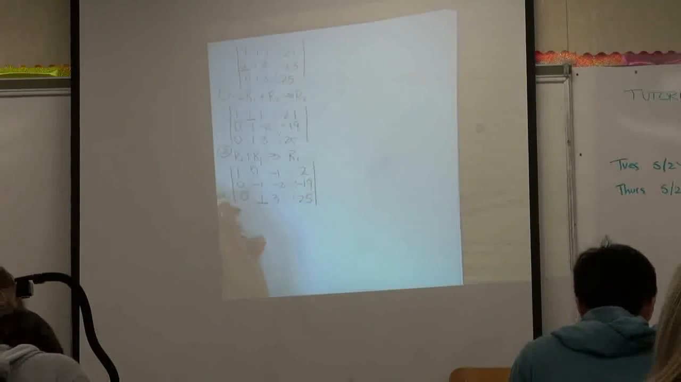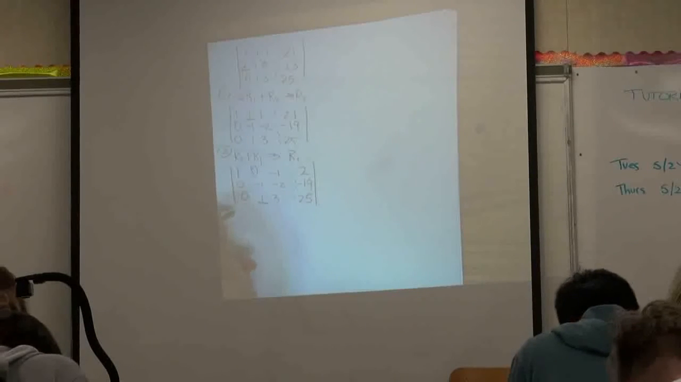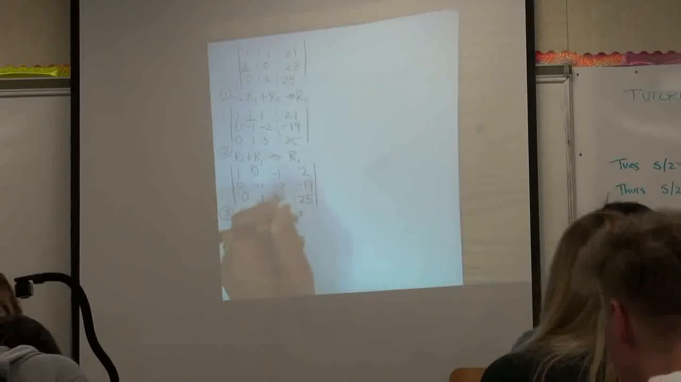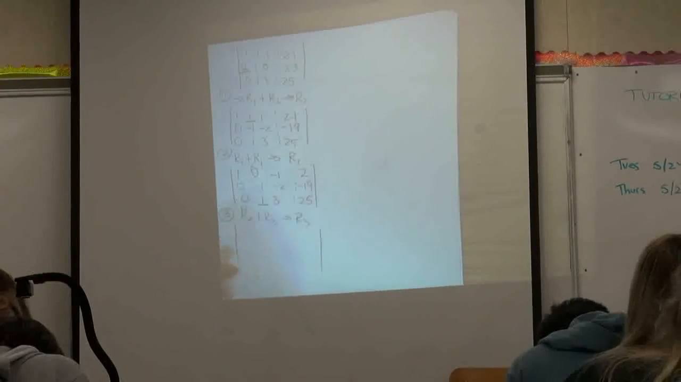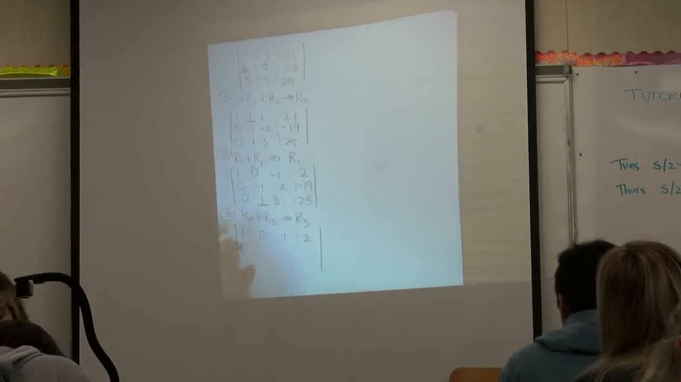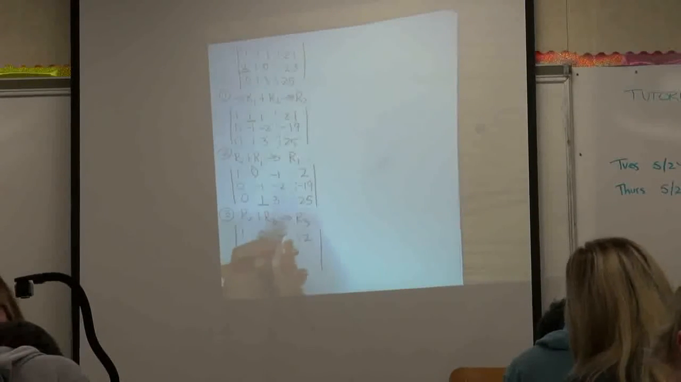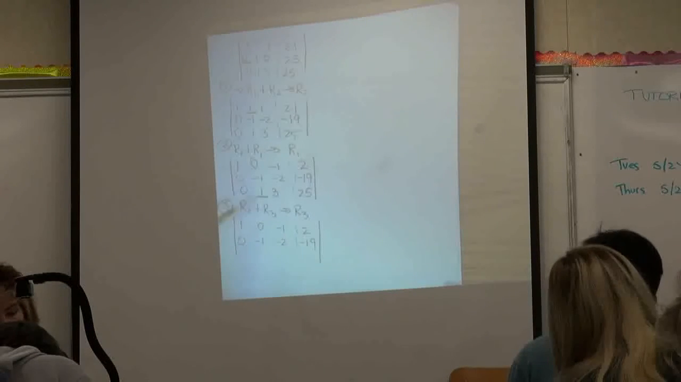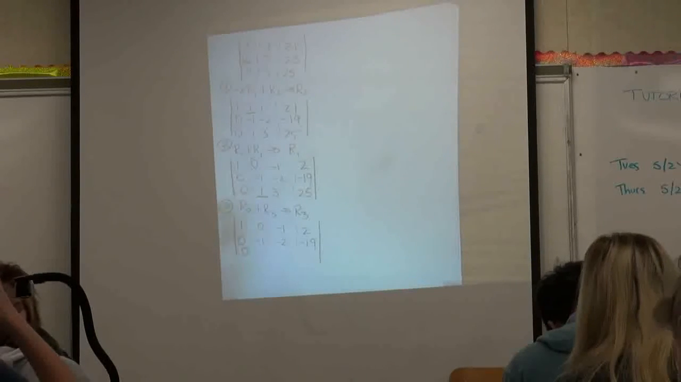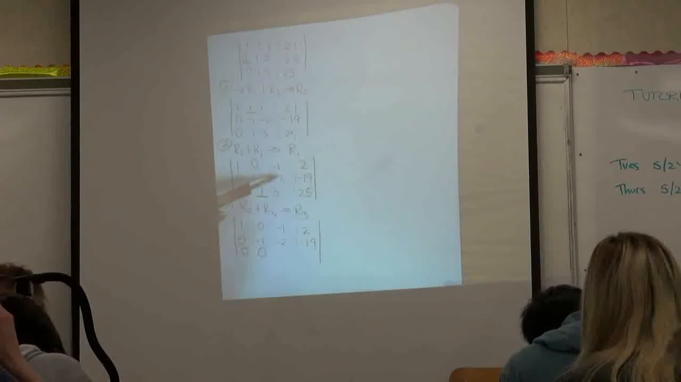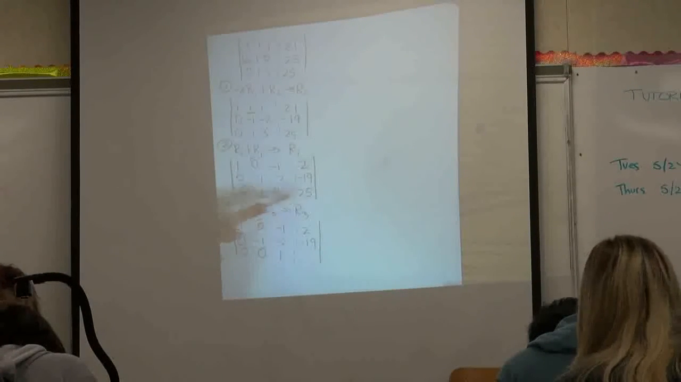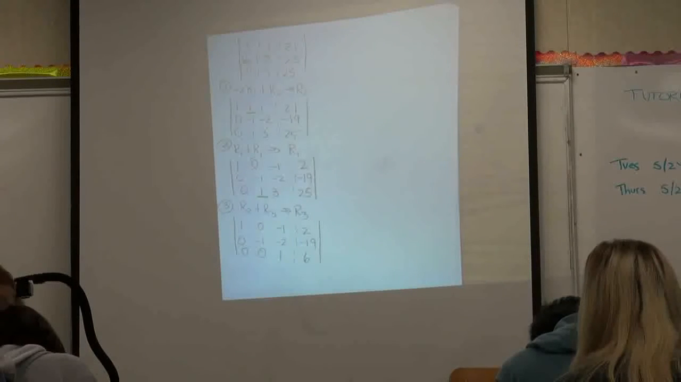So what do we do, Jake, to turn that into a 0? Row 2 plus row 3, put in row 3, 1, 0, -1, 2, 0, -1, -2, -19. 0 plus 0 is 0. -1 plus 1 is 0. -2 plus 3 is 1. -19 plus 25 is 6.